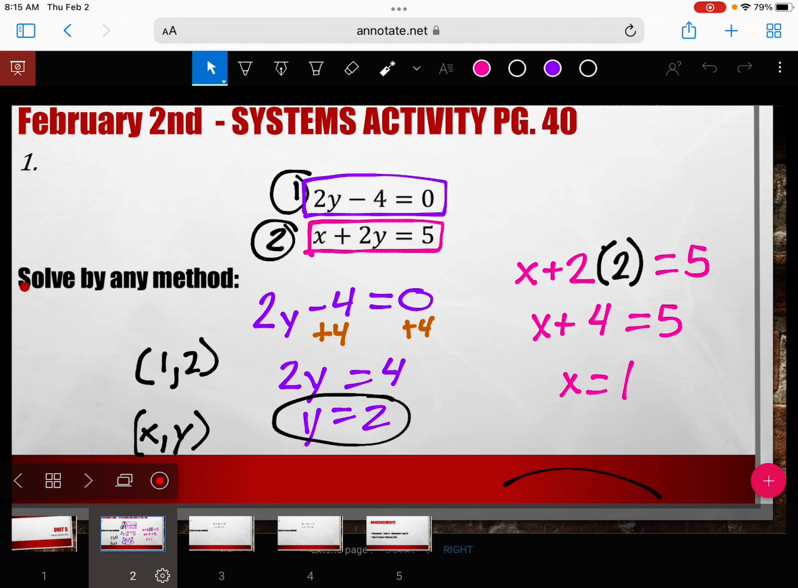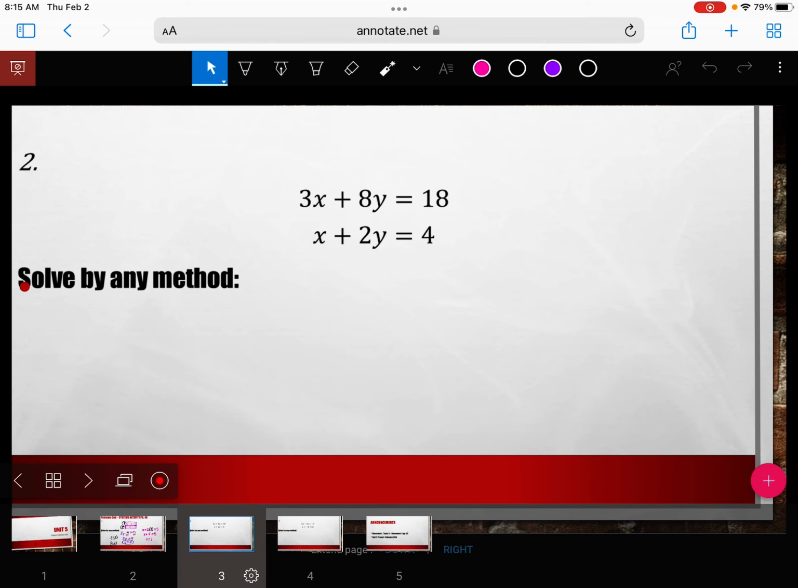Questions on this one? I guess this one's not too bad. Let's look at number 2. And it says solve by any method. So we could use substitution, we could use elimination, we could graph it if you're really feeling froggy. I got graph paper over there. You're always welcome to.